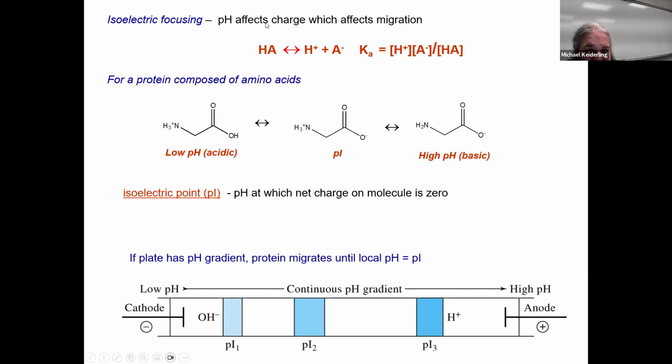And then pH can affect charge, which can affect the rate of migration. And then also for a protein with amino acids, at a low pH they might be acidic. At a high pH, they can change their ionization. And the isoelectric point is the pH where the net charge on the molecule is 0. And if a plate has a pH gradient, proteins will migrate until the local pH is at the isoelectric point.